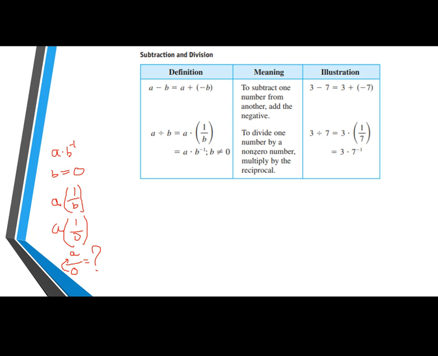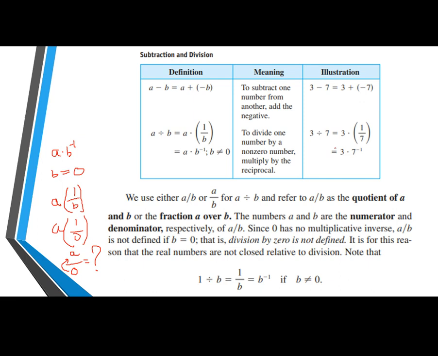So to divide one number by a non-zero number, multiply by the reciprocal. So 3 divided by 7 is equal to 3 times 1 over 7. So it is also equal to 3 times 7 to the negative 1. Okay, so we use either a over b for a divided by b, and refer to a over b as the quotient of a and b, or the fraction a over b.